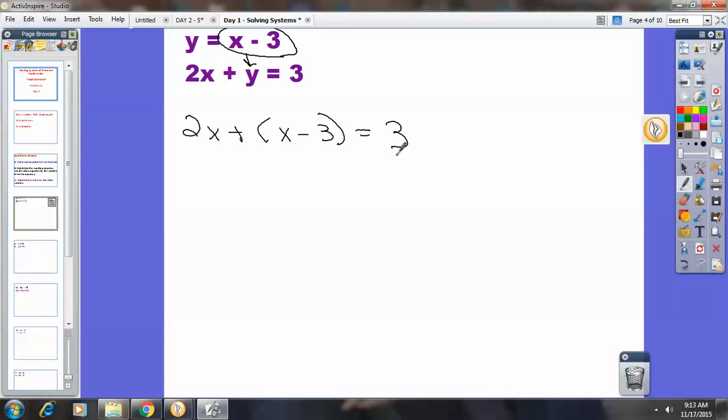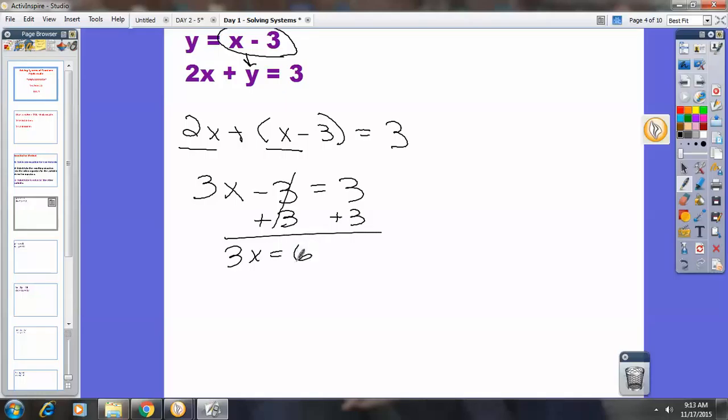There's nothing to distribute, so I'm going to combine like terms. 2x plus x is 3x minus 3 equals 3. Add 3 to the other side. And then I'll divide by 3. So x is 2. My answer is still going to be an ordered pair. I know the first value of that ordered pair is 2. Now I should find the second value.